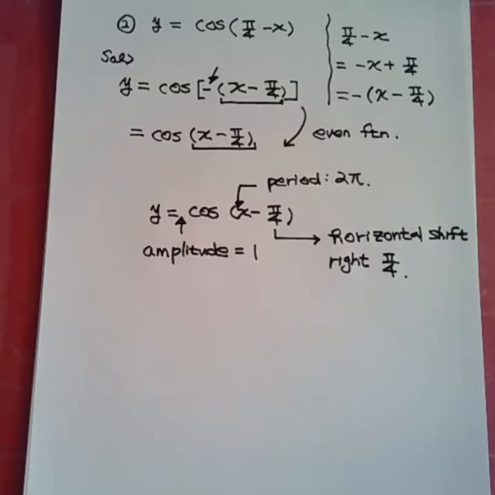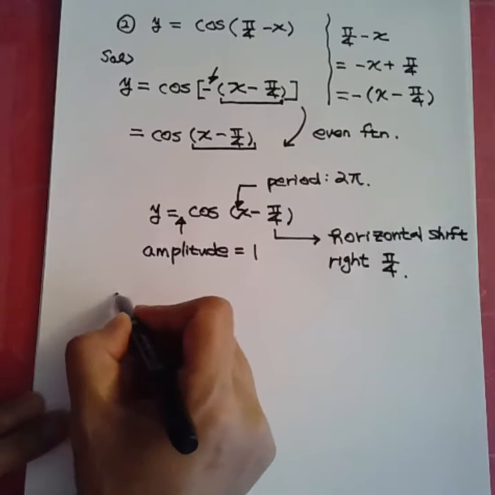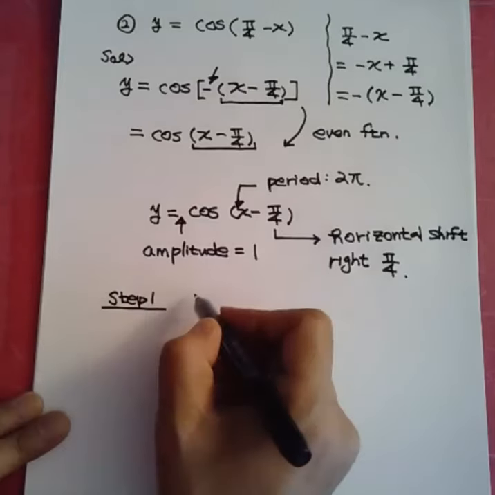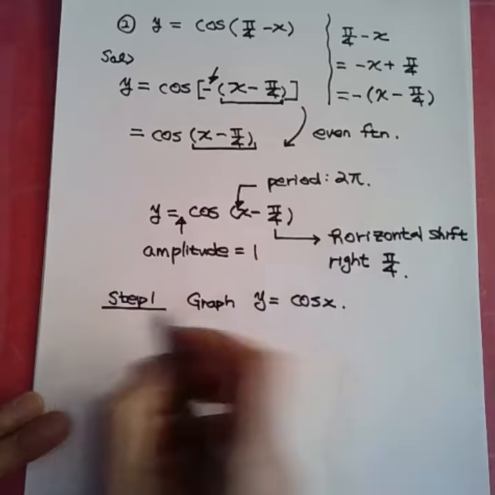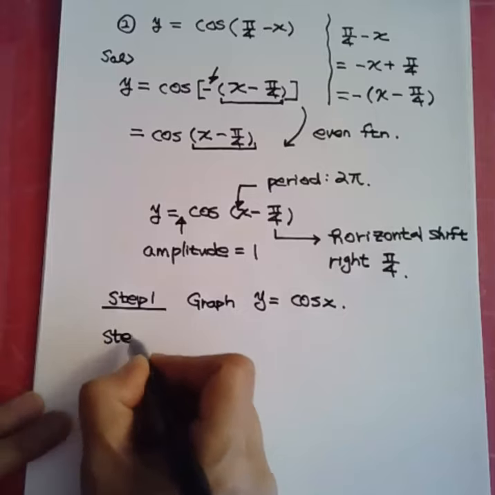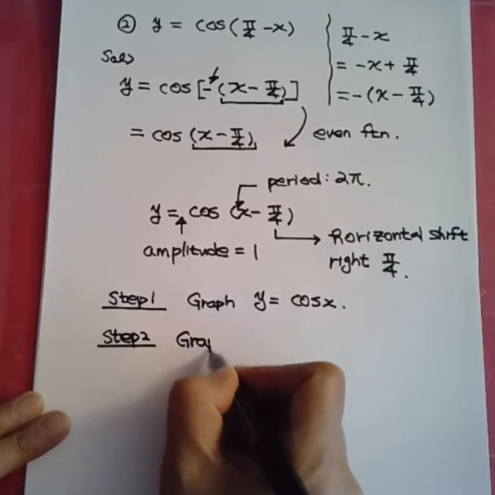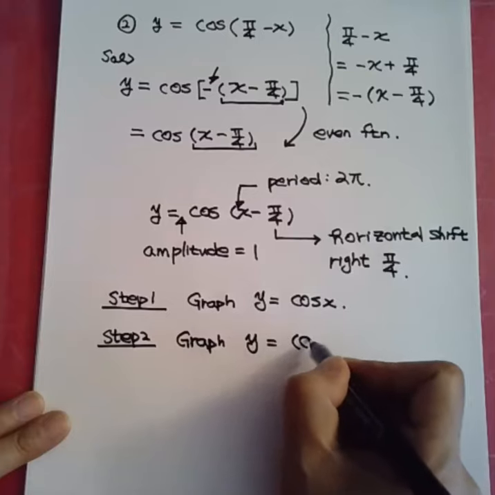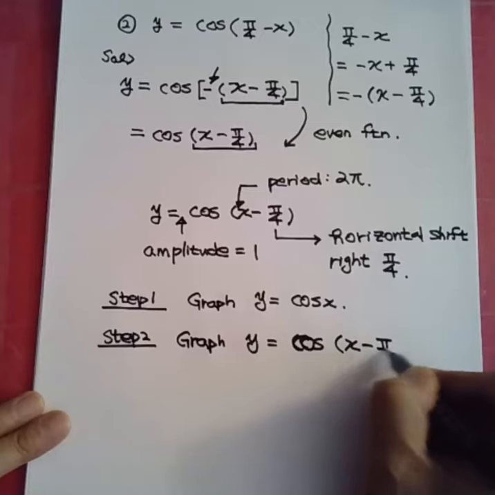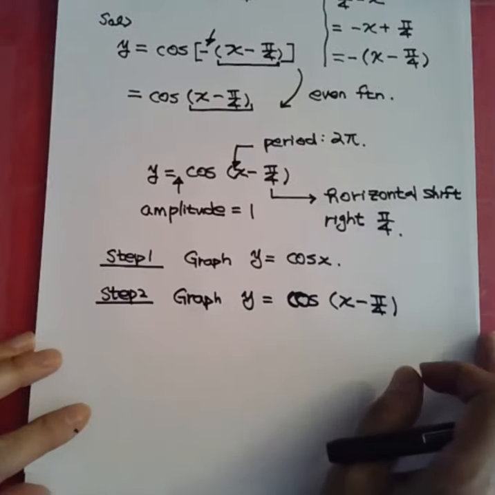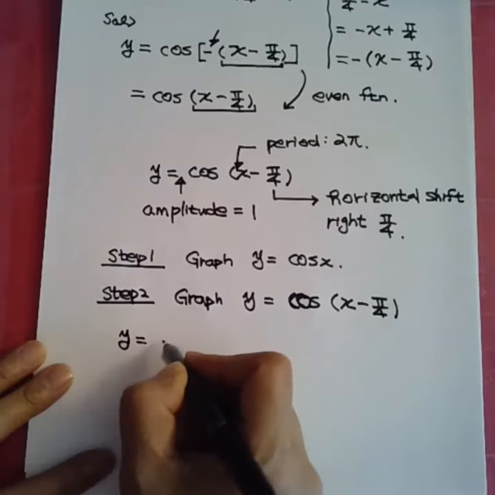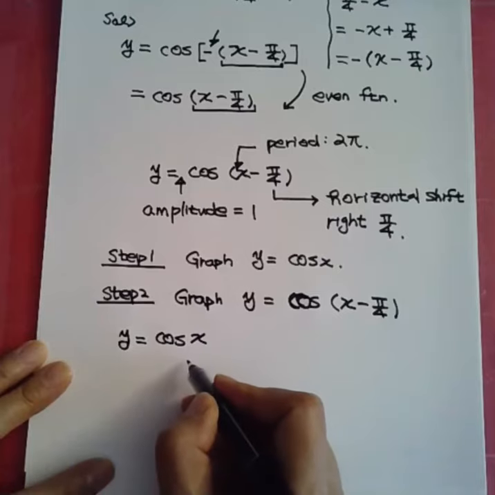Nothing has changed other than just the horizontal shift. What we will do is graph the cosine function, and then we will graph y equals cosine of x minus pi over 4 by shifting pi over 4 to the right. Let's graph y equals cosine of x. We already know how to graph the cosine function.